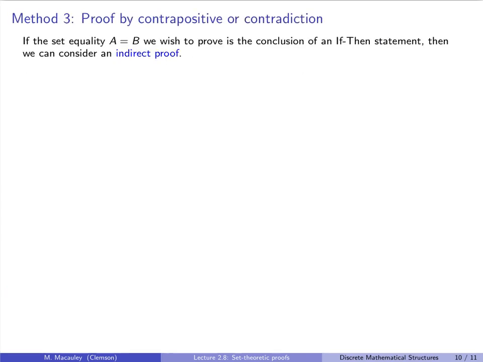Finally, our last method of proof is by contrapositive or contradiction. So if the set equality that we wish to prove is the conclusion of an if-then statement, in other words, given blank, if blank, then blank, then A equals B, then we can consider an indirect proof. So we can assume that this is false, and we can prove that this if statement is false as well.